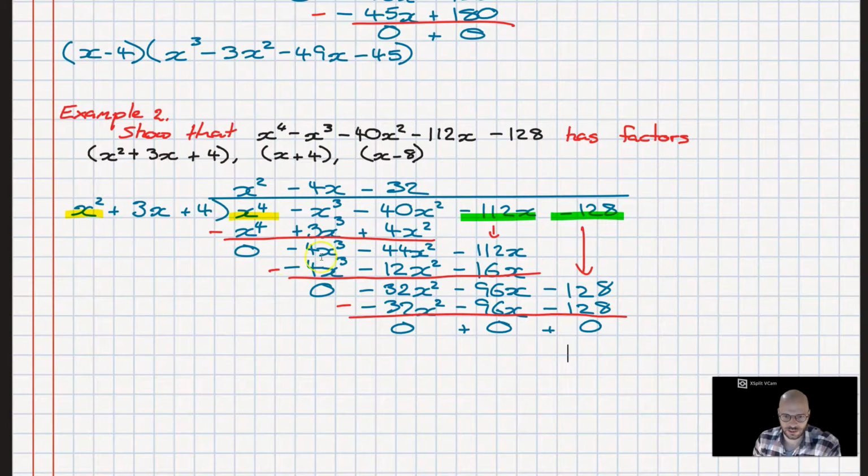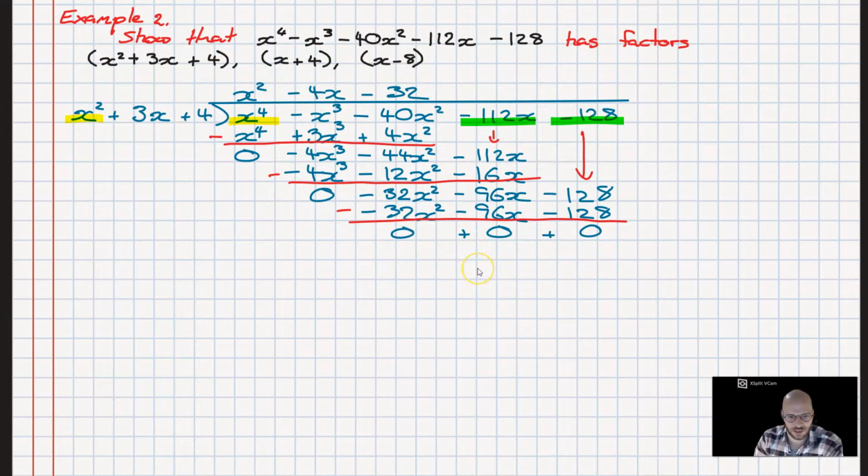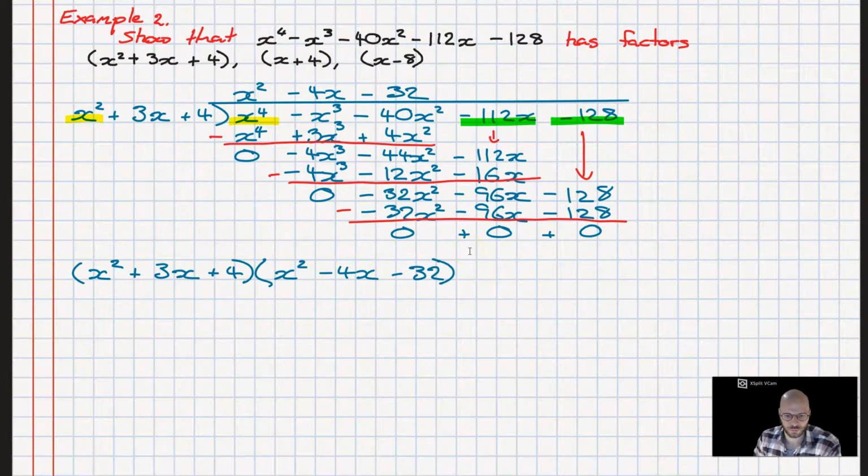So this one's actually a little bit simpler in that there's less steps involved, purely because this dividing factor is of higher order, so there's less steps involved in the long division. So writing this out in its partially factorized form. Nice and simple. If you wanted to verify the x plus 4 and the x minus 8, you could simply divide through this factor here, and that would give you the result that it is indeed a factor.